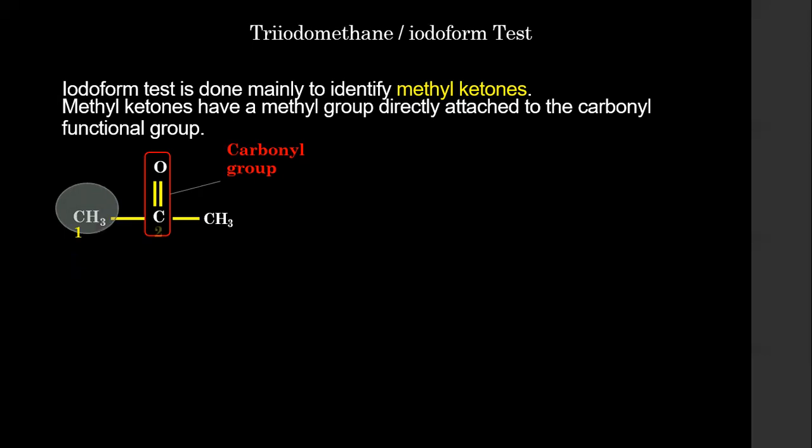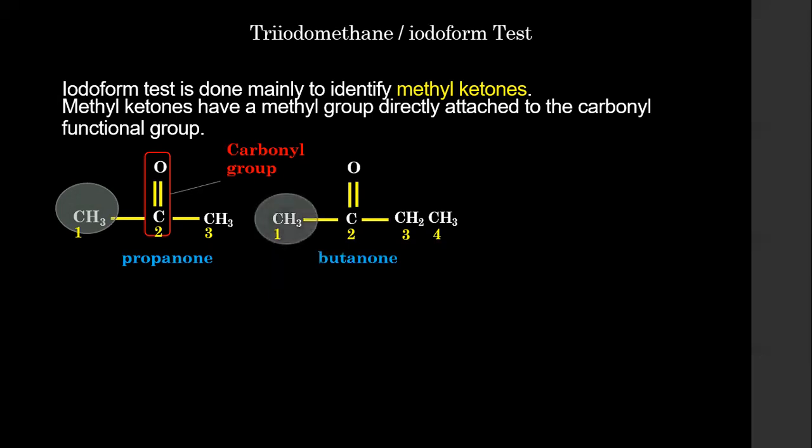You can see the number of carbon atoms present in this molecule is 1, 2, 3. Therefore, the name of it, just to be familiar with the things that you have already learned, is propanone. Let us take another compound. This compound has carbon number 1, 2, 3, and 4. It's a ketone. This ketone is butanone, and this is also a methyl ketone because we have a CH3 group attached to the carbonyl functional group.